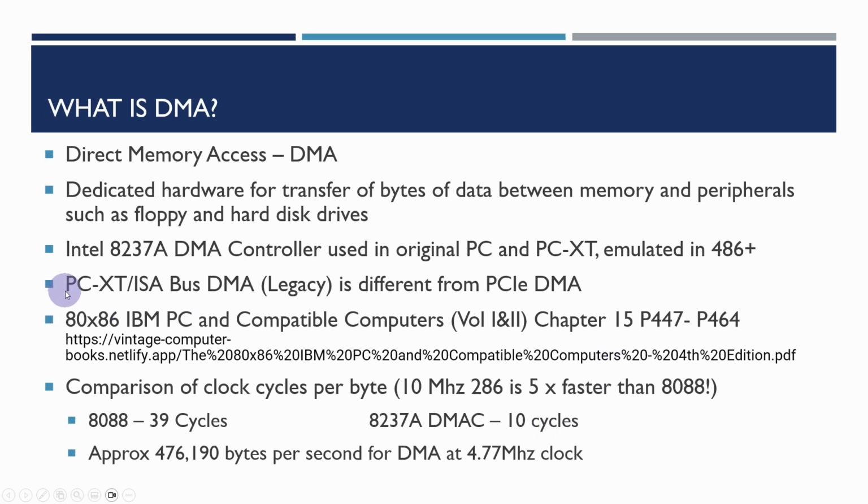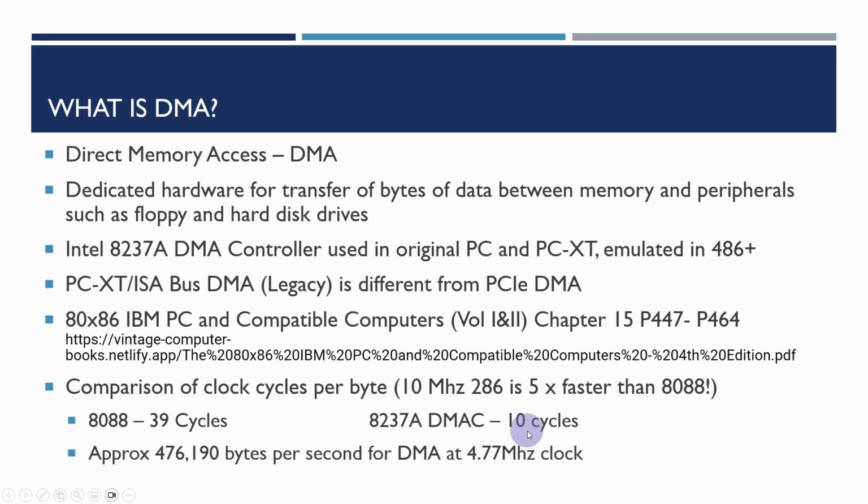Now the PC/XT ISA bus DMA is different from later DMA. DMA used in PCI and PCI Express is quite different and quite a lot faster. There was a reference in this document that included a comparison of clock cycles per byte for the original 4.77 megahertz PC versus a DMA. You can see that the original PC took 39 cycles to process a byte, but DMA took only 10 cycles.